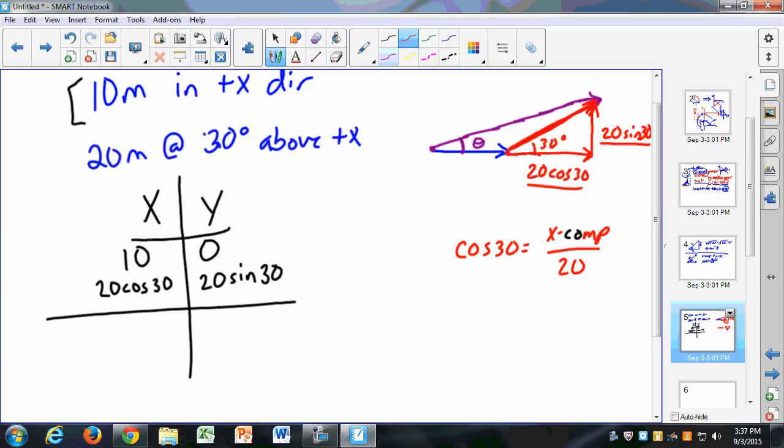Okay, I'll answer. Let me finish this right quick because we still need to find the magnitude. So this is 17, and then this is 10. If I add up these, what that tells me is that my new vector, I'm going to do it up here, has an x component equal to 17 and a y component equal to 10.